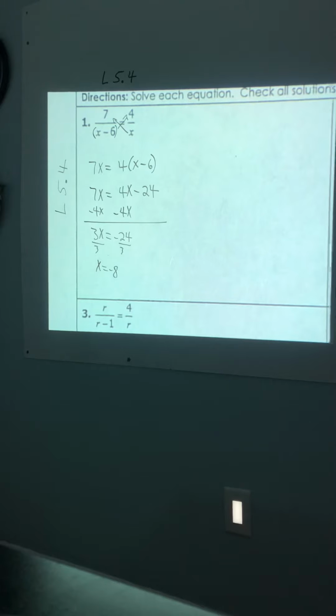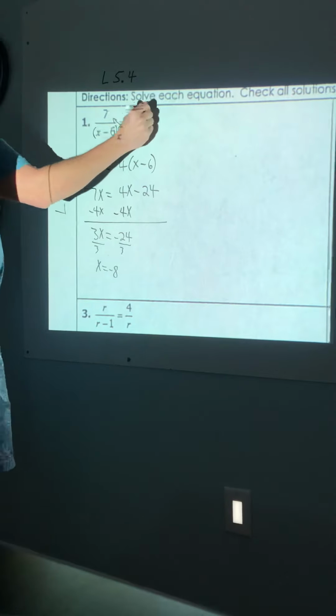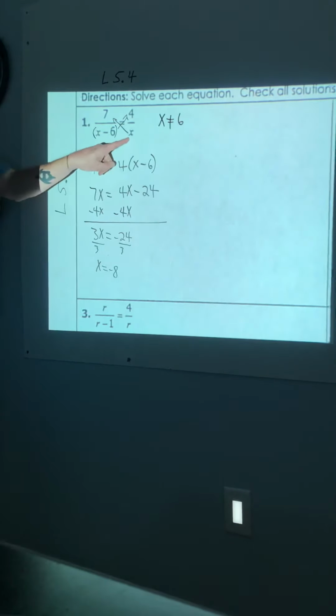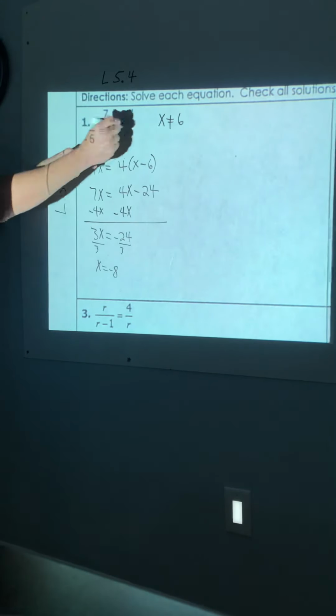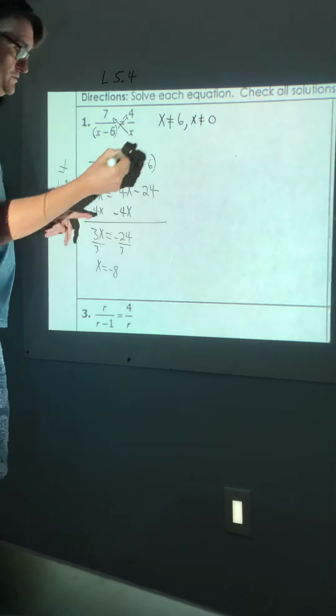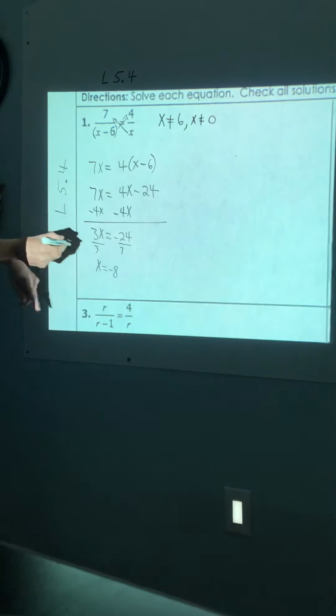Haven't talked about restrictions yet in this chapter. A restriction is a number you're not allowed to have as the solution. And in this case, look, if I had gotten 6, I can't plug 6 in here because 6 take away 6 would make it be 0. Alright, so one of the restrictions is your answer cannot be 6. Also look over here, there's an x here. X can't be 0, you can't divide by 0, so here's your other restriction. X cannot be 0. So we're good to go with the negative 8, okay?